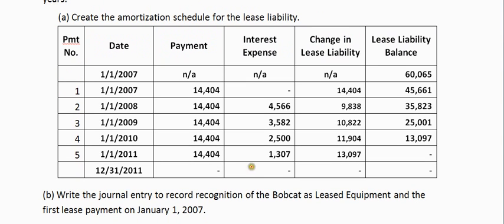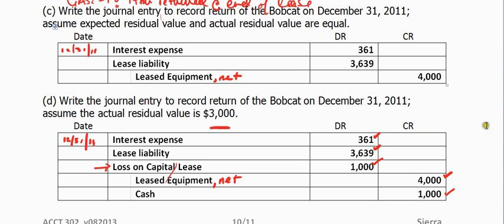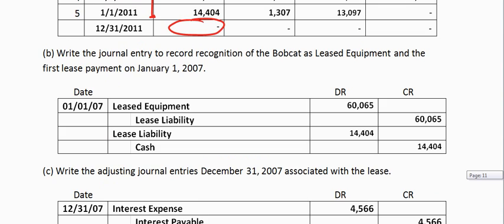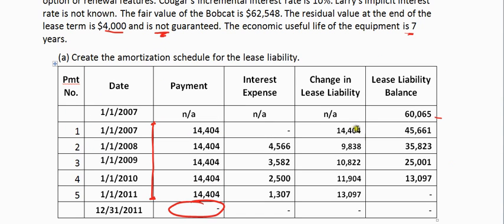Let me just zoom down here. Right here, we have all of these lease payments minus executory costs: 14,404, 14,404, 14,404, 14,404, and 14,404. So these payments are the same, but now the present value of minimum lease payments doesn't include the residual value, because it's not guaranteed, and that's not part of our definition for the lessee.